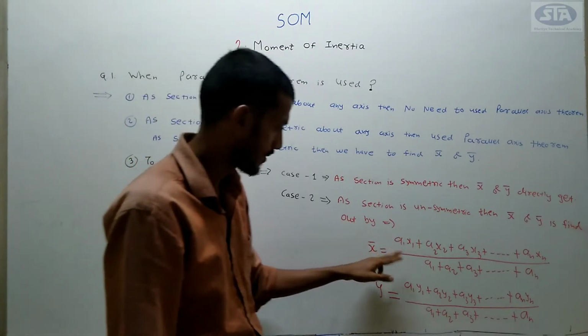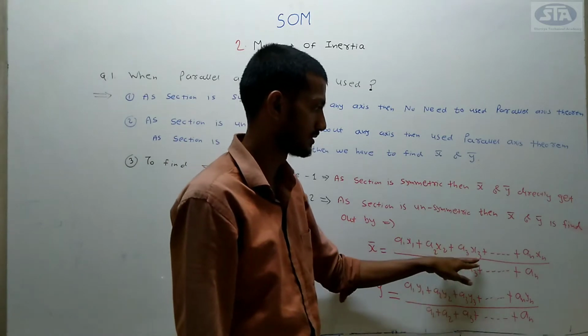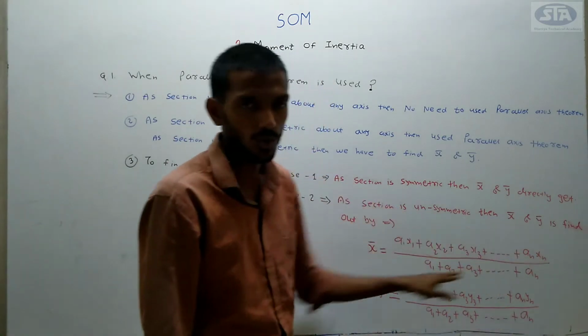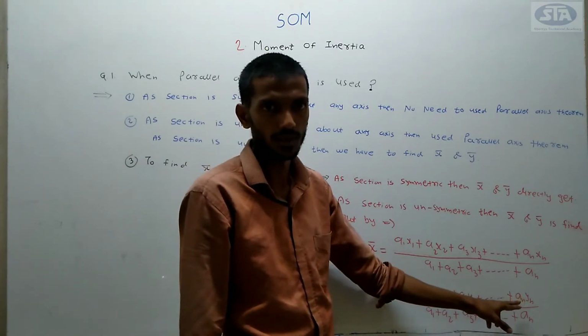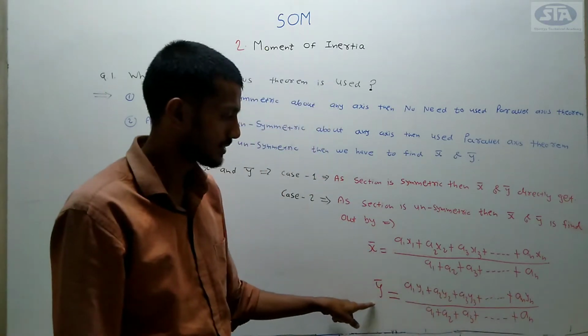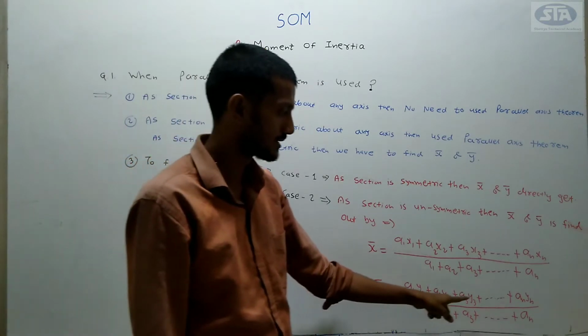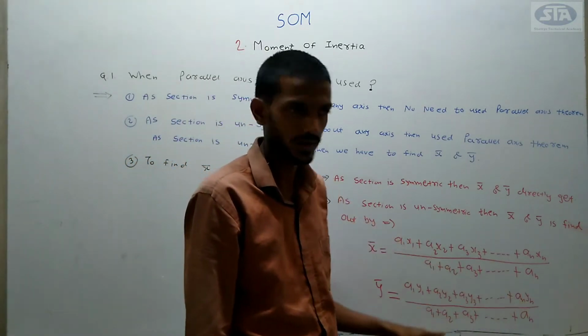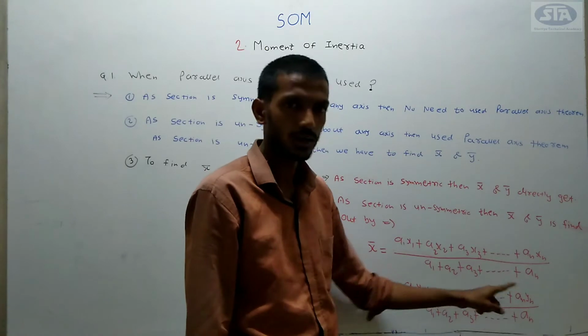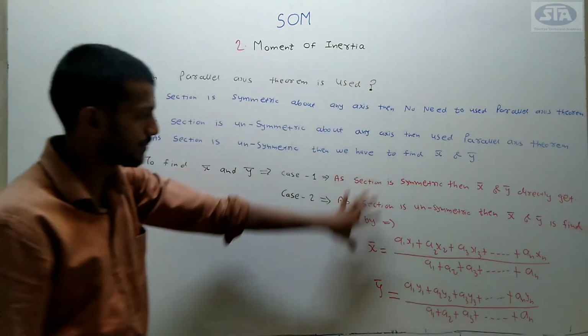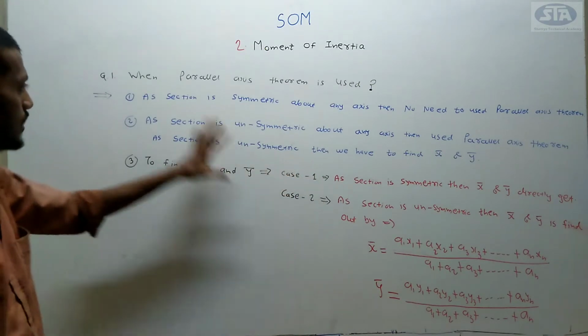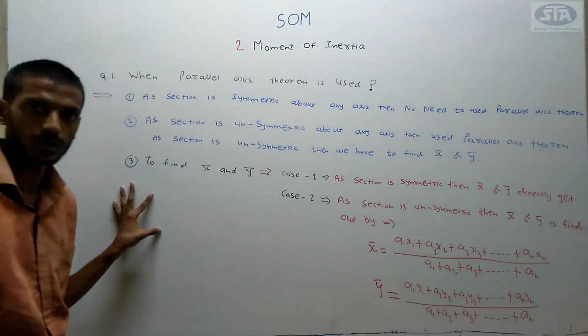X bar is equal to a1 x1 plus a2 x2 plus a3 x3 up to an xn, whole divided by a1 plus a2 plus a3 up to the nth area. Similarly, y bar is a1 y1 plus a2 y2 plus a3 y3 up to an yn, whole divided by a1 plus a2 plus a3 up to the nth area. So this is the procedure you have to know. Without this, you can't solve any MI question problem.